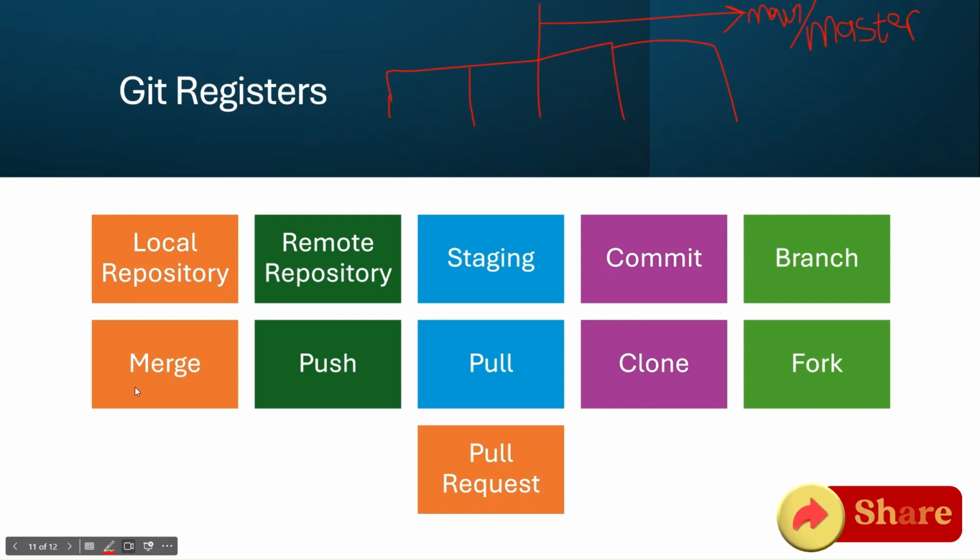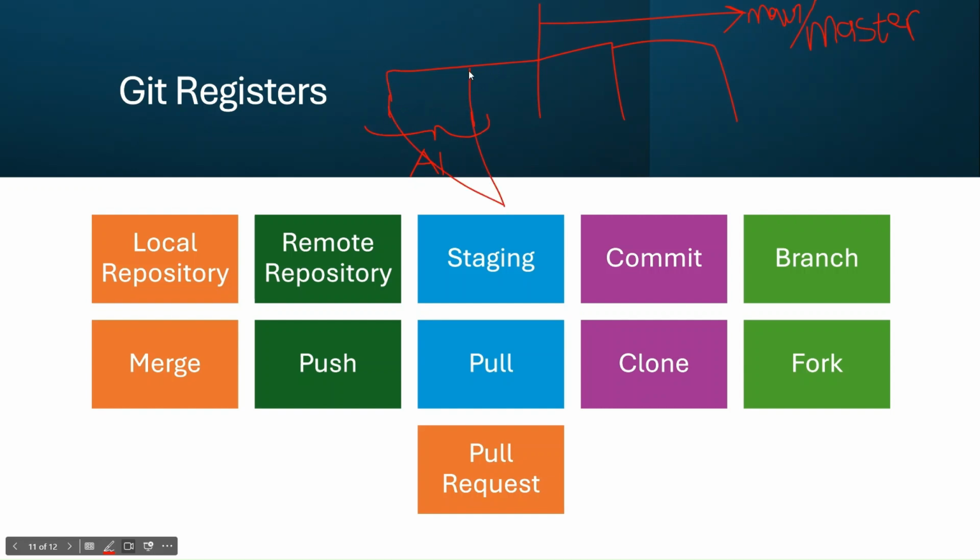Now merge. When this person works on something, maybe added some code or edited some things, and wants to merge it back to this, merging is the process of integrating the changes of one branch into another. Let's say these two people are working on AI. This person is working on something, this person is working on something else. At the end of the day, the two of them want to merge things together. You want to merge what you've done here to this, or this person wants to merge what is done here to this.